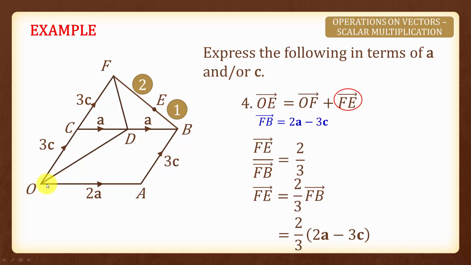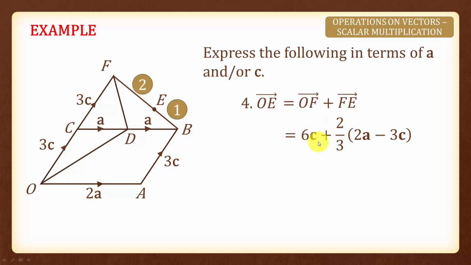Now vector OF is equal to 6c here, and vector OE will be the addition of these two vectors. Simplifying, we will have 6c plus 4/3 a minus 2c. Simplifying once again, we will have 4c plus 4/3 a. And that's all for this topic.